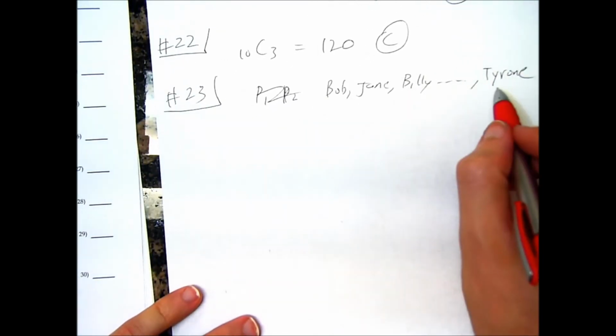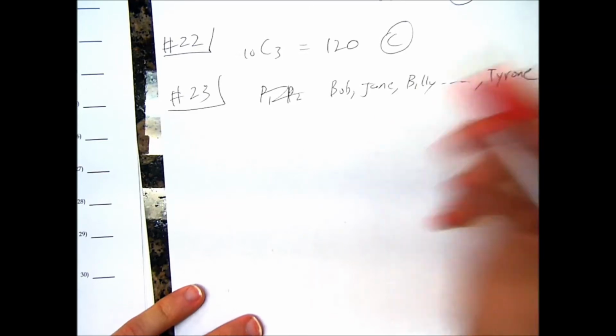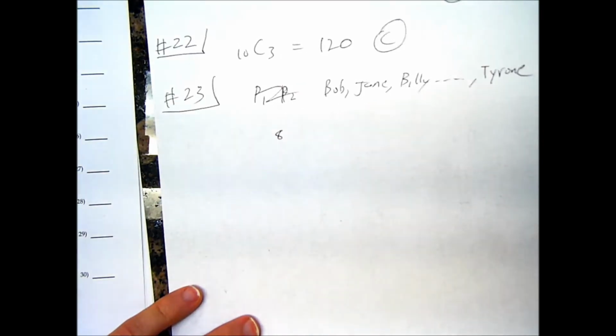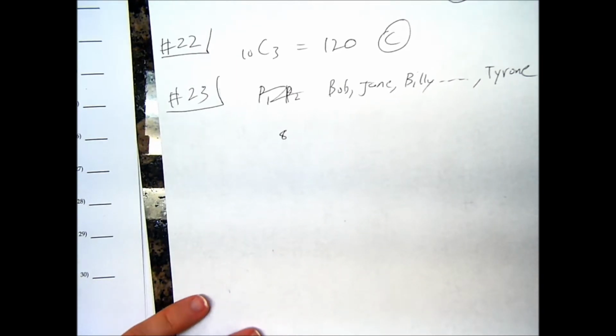So out of these 8 people, we're forming a subcommittee of 6. So 8. Now let's think about it. Does it matter the order? If it's a subcommittee, there's no rankings or anything like that.